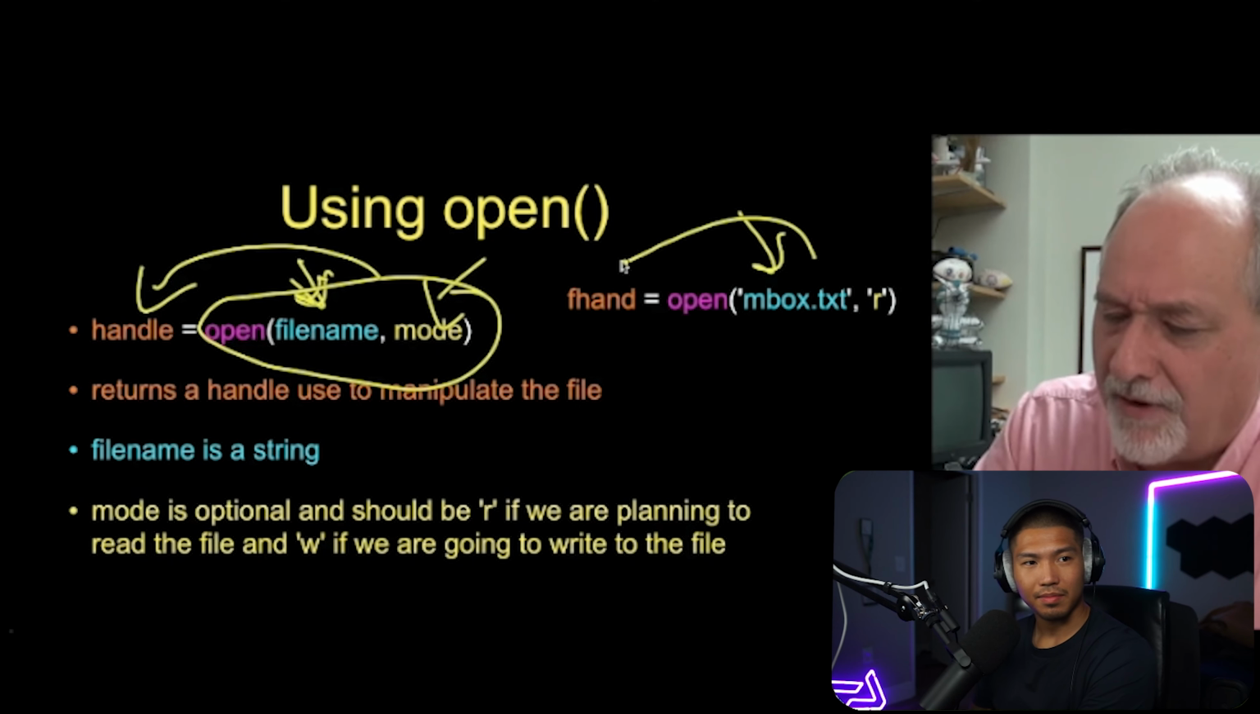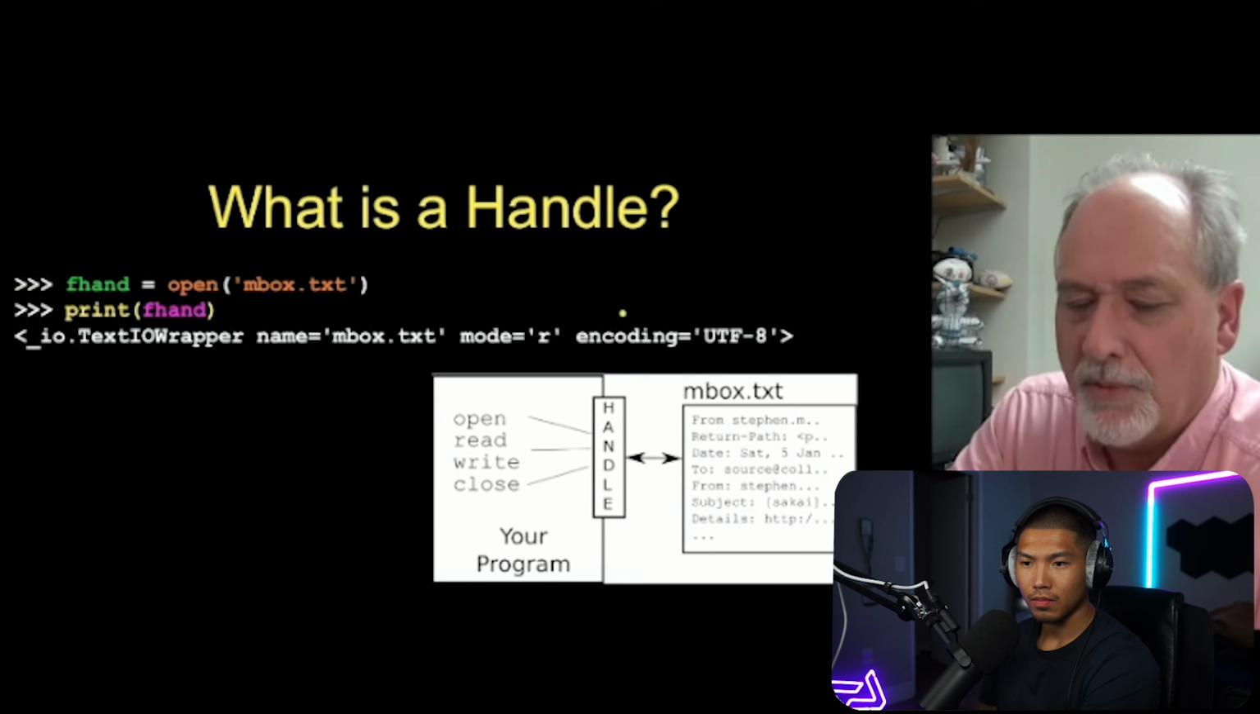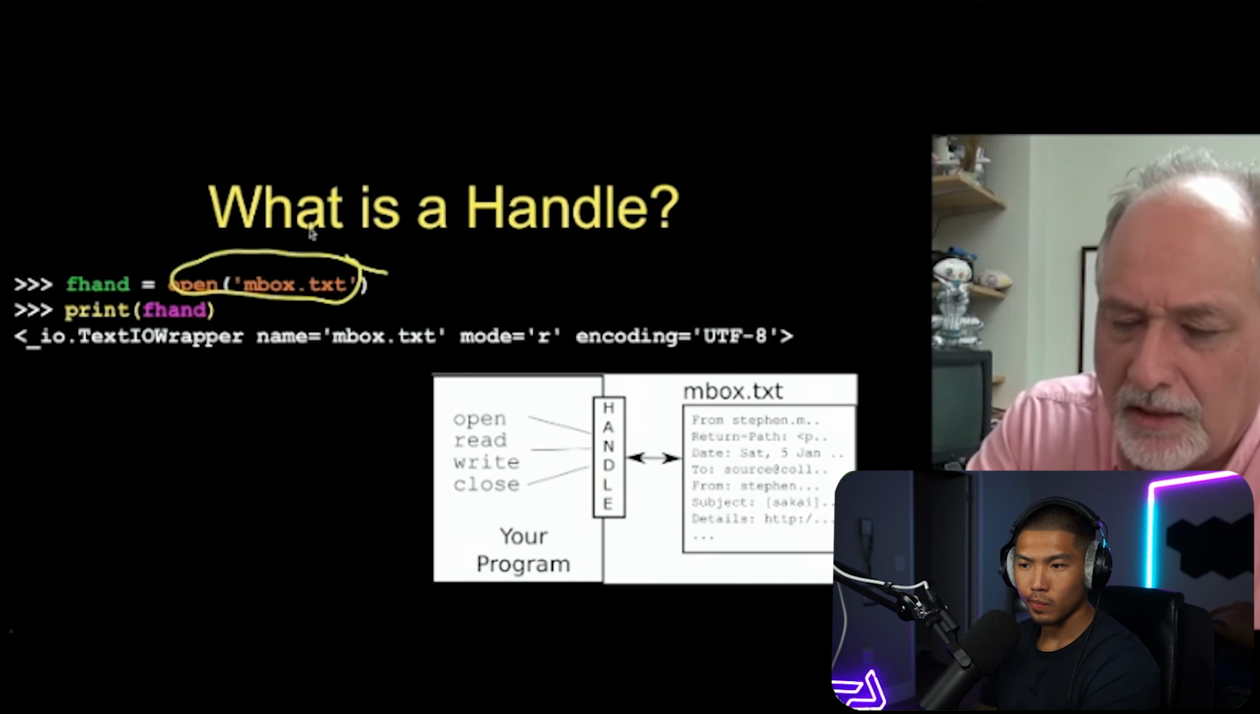You store it in a variable. I often call it fhand to be mnemonic. You'll see my code. I use fhand all the time to indicate that it is a file handle. And so if we were to run this in interactive mode, we'll open mbox.txt, and that is a function built into Python, and then it gives us back a handle. It does not give the data.